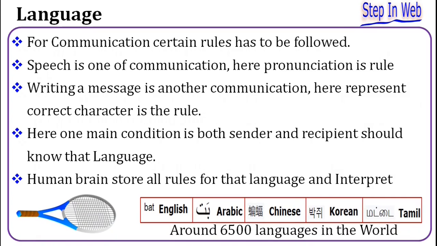In the same way, writing a message is another form of communication. Here the characters and groups of characters form words, and those words communicate a message to the reader. The correct characters are the rule, and only if you follow the correct rule will the message be clearly communicated by the writing. One main condition is that both sender and recipient should know the language. Then only can he understand whatever language we use to represent our message or speech.